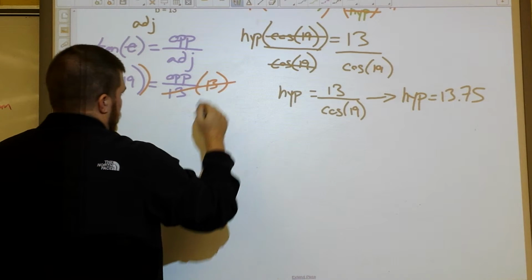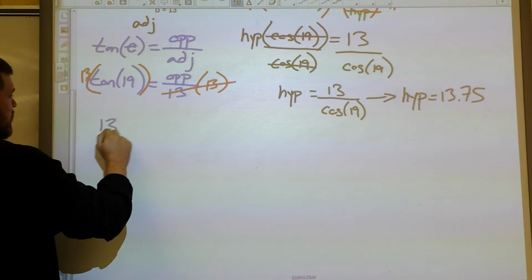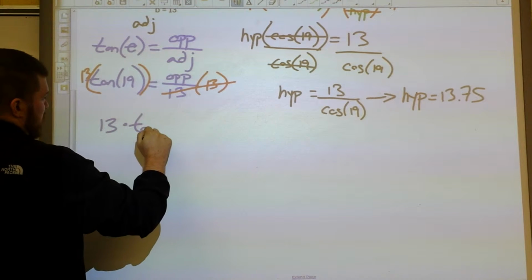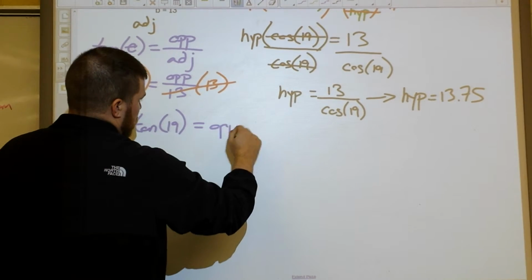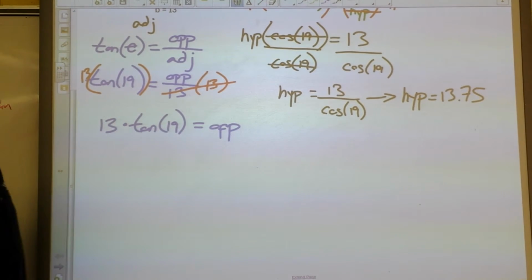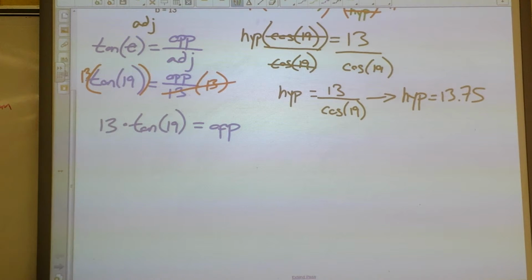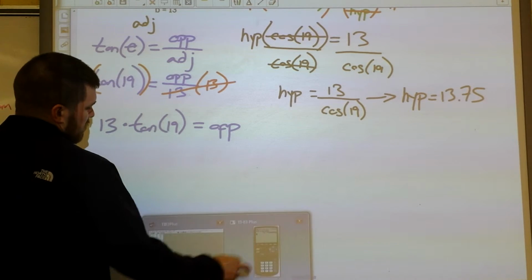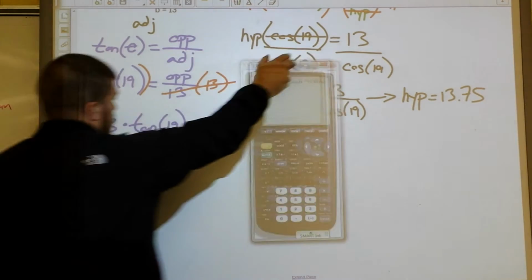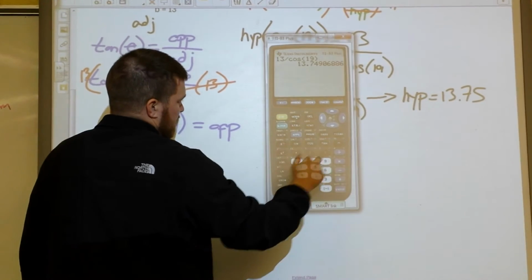Alright, so the 13s are going to cancel out here, and I'm just left with 13 times the tangent of 19 is equal to the opposite. Alright, well now, again, tangent of 19 is just a really nasty decimal, so what I'm going to do is type this in my calculator. Again, 19 is in degrees, so you want to just double check you're in degree mode. Again, you just hit mode. I'm still in degree mode, so everything's good.